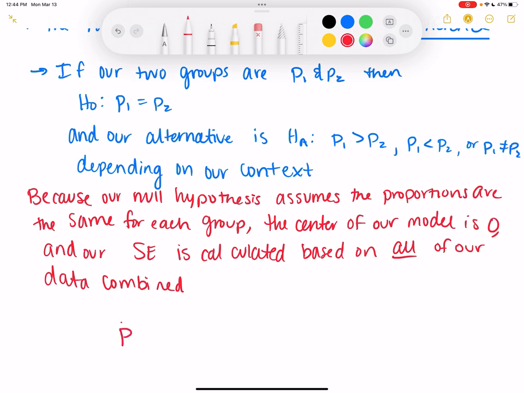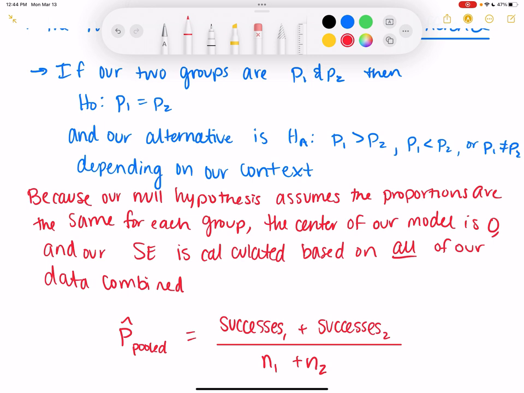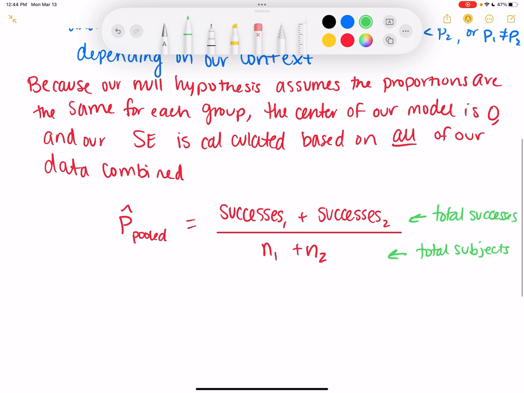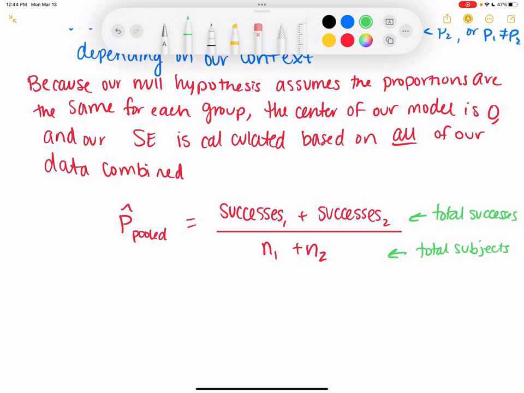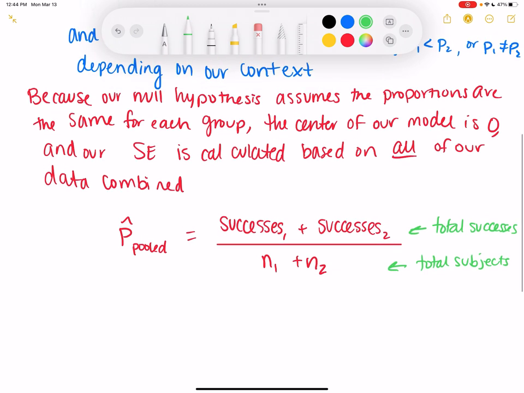So we would have p hat pooled, its subscript is pooled, is equal to the successes for 1 plus the successes for 2, all over n1 plus n2, where the top is the total successes and the bottom is the total subjects. It's just like combined, like if we put everything together.